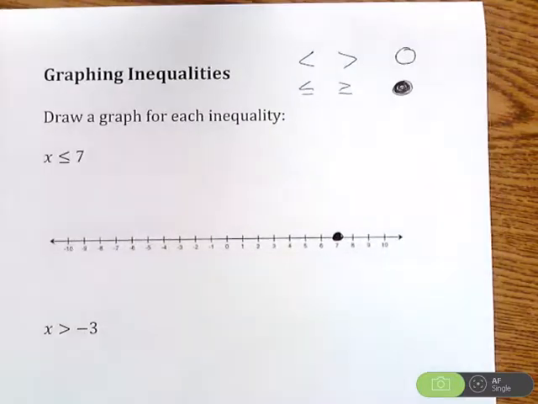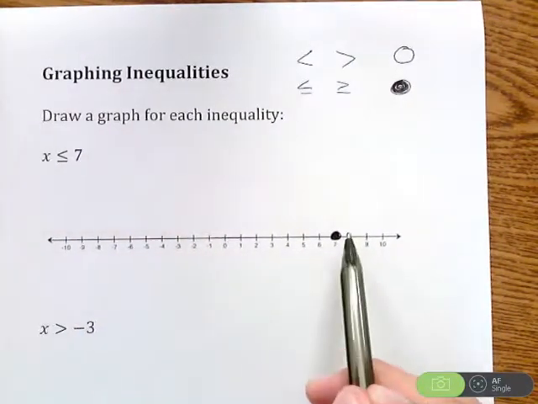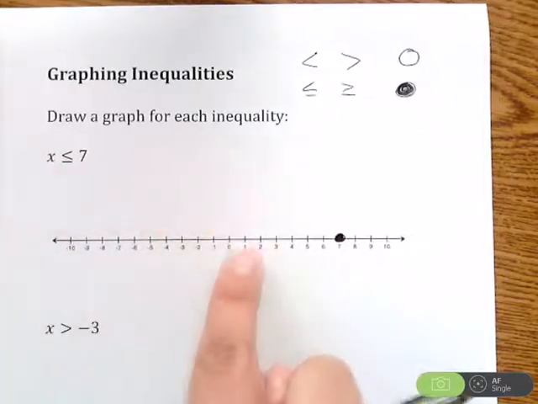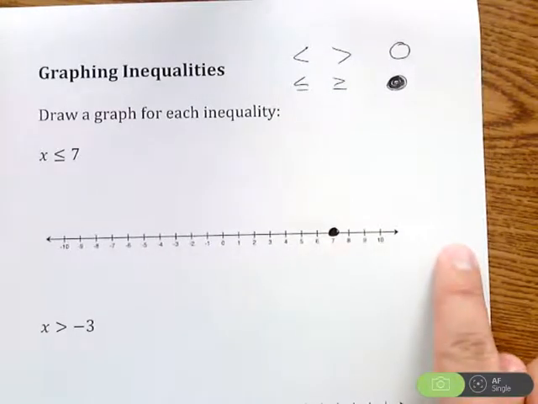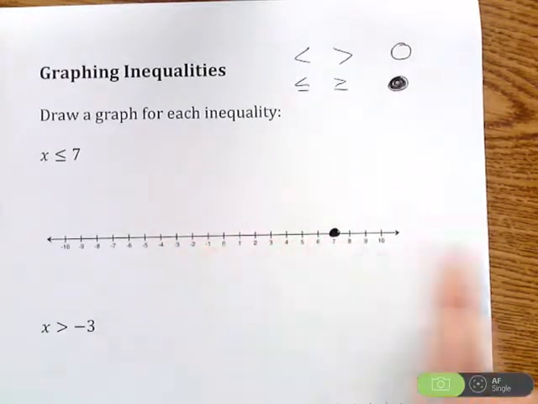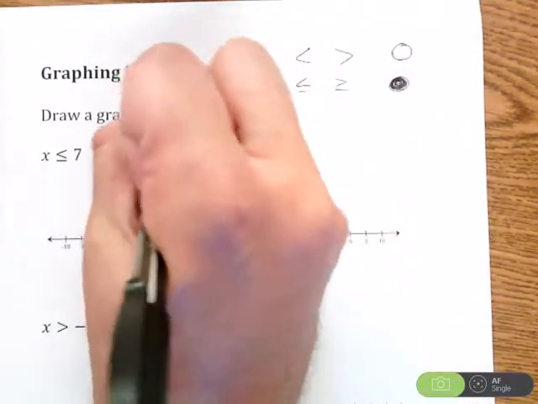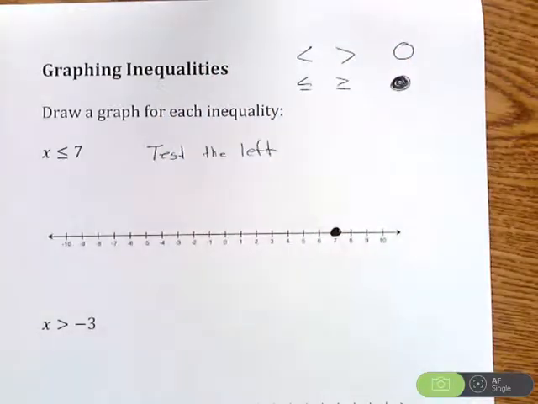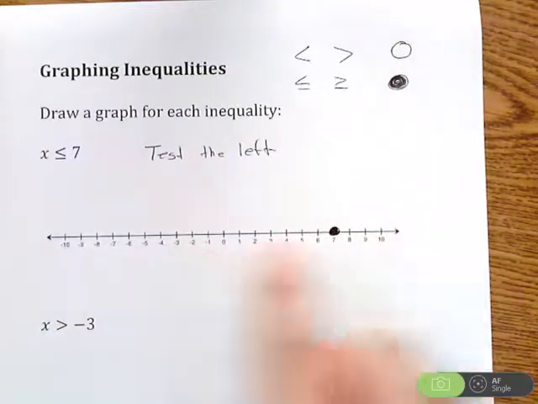The only thing I have to figure out is which way to shade. Do I want all these numbers to the left, or all these numbers to the right? So we're going to have to test the inequality. We're going to test and see whether one of the numbers on the left is a solution, or one of the numbers on the right. You can really pick one side or the other, it doesn't matter. I'm going to pick the left side. So we're going to test the left side to see if our solutions are all to the left or all to the right, because it's got to be one way or the other. It's not going to be both.